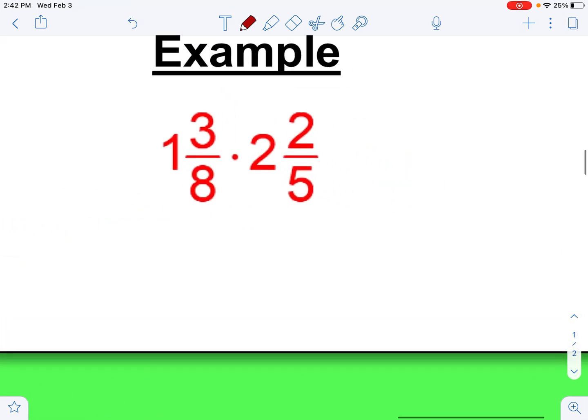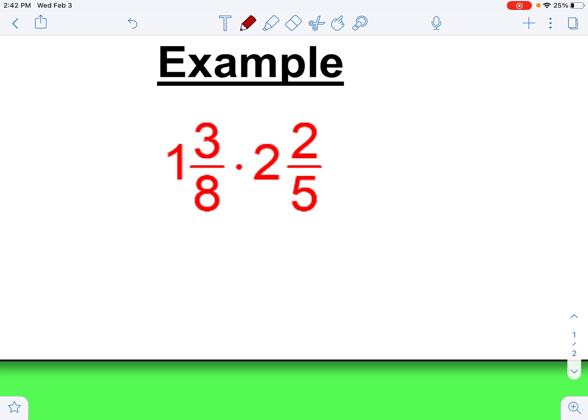Let's take a look at this example here. This time we have 1 3/8 times 2 2/5. We need to change both of these to be an improper fraction. We take 8 times 1, which is 8, plus 3 is 11, and our denominator stays an 8, times, now we need to change our second fraction.